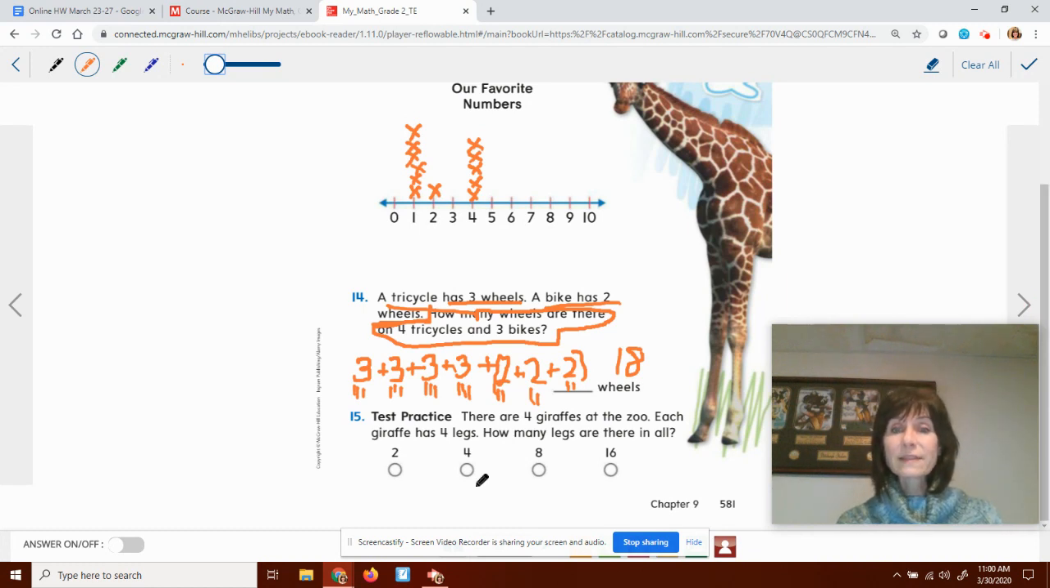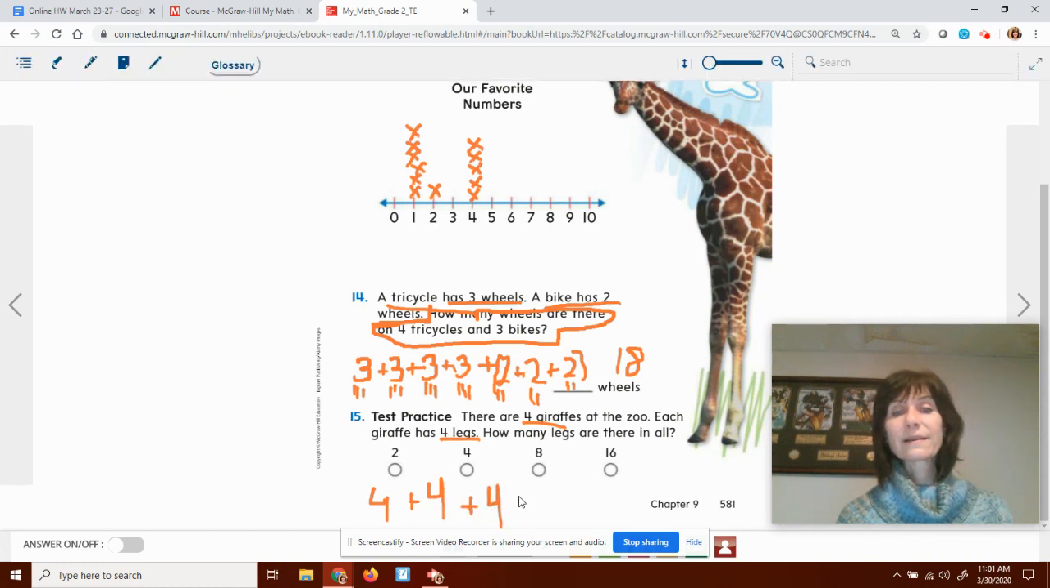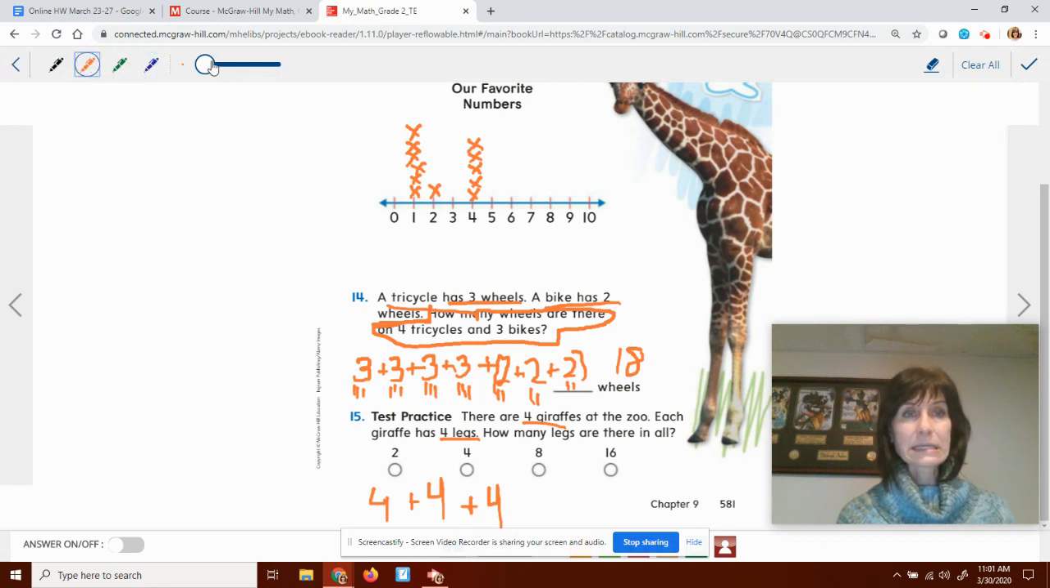There are 4 giraffes at the zoo. Each giraffe has 4 legs. How many legs are there in all? Again, I know there's 4 giraffes. I know they all have 4 legs. I simply could do the same thing I did with the wheels. There's my first giraffe. Giraffe number 2. Giraffe number 3. Whoops. I lost my 4th giraffe. Where'd he go? He's hiding. Let's try him. Giraffe number 4.